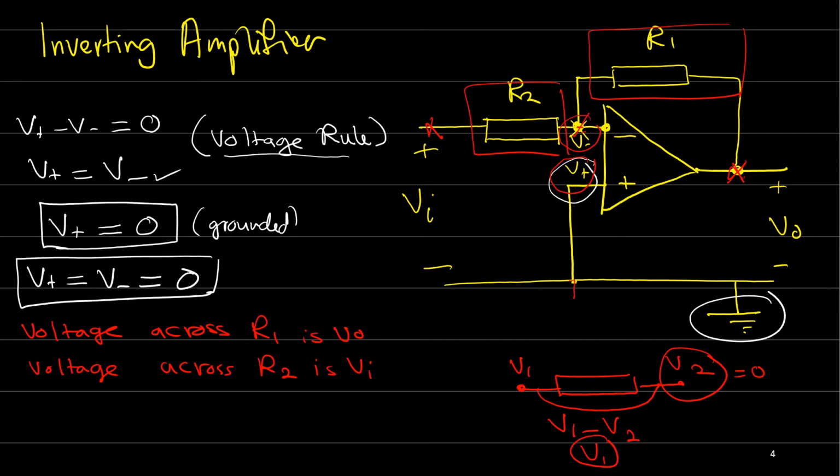Here we have the same thing. V minus is 0. The voltage across resistor number 1 is V out minus V minus, and V minus is 0, so the voltage across R1 is V out. Again, it's the same thing for resistor number 2. The voltage across this resistor is V input minus V minus. When V minus is 0, V input minus 0 is V input, so the voltage across R2 is V input.